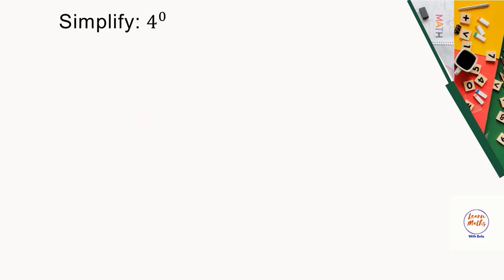So we have simplify 4 raised to power 0, and this is what? The zero exponent law. So the zero exponent law says that a raised to power 0 is 1. So our a here is 4. So let's replace our a by 4. We have 4 raised to power 0 equal to 1.